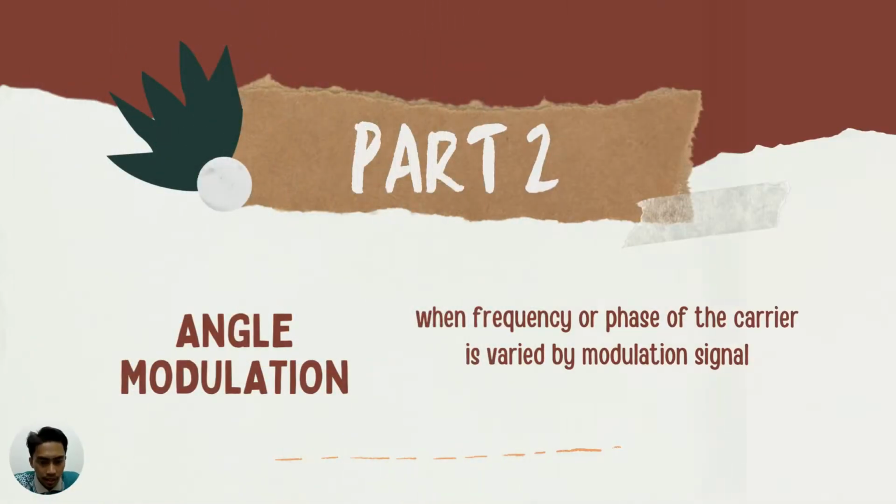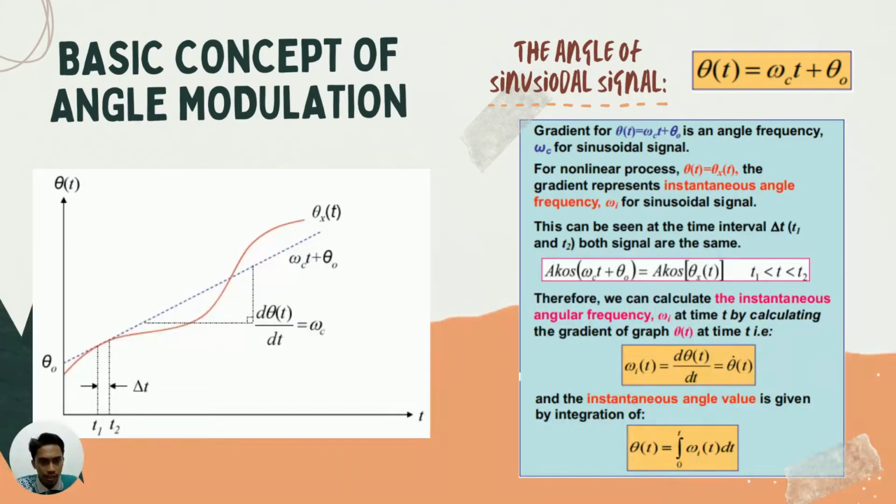Thank you. Part 2, angle modulation. Angle modulation is when the frequency or phase of the carrier is varied by the modulating signal. So we go to see the basic concept of angle modulation.